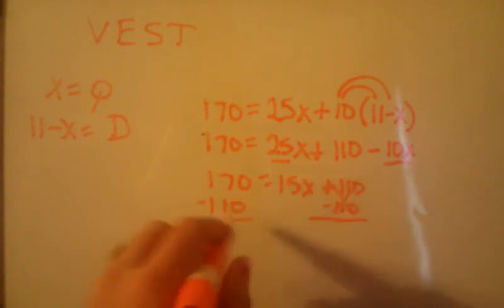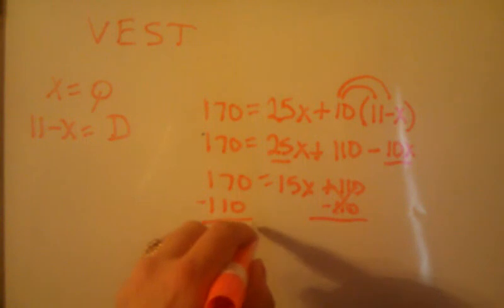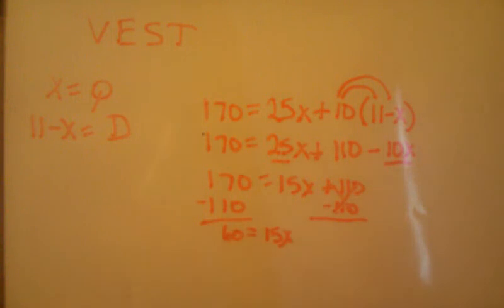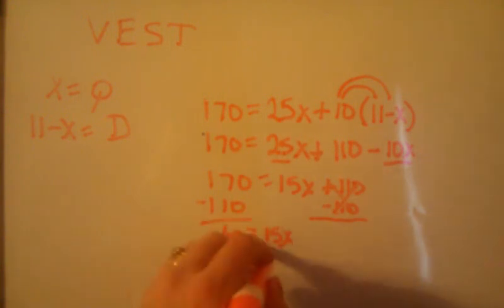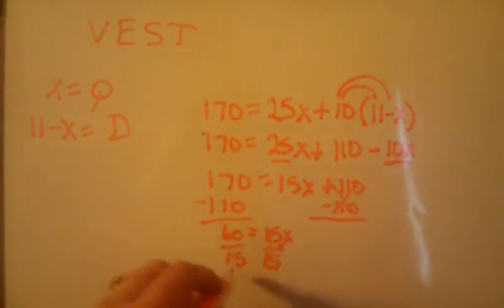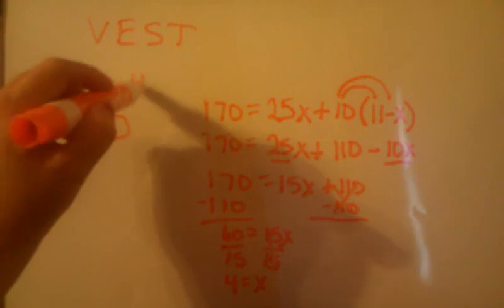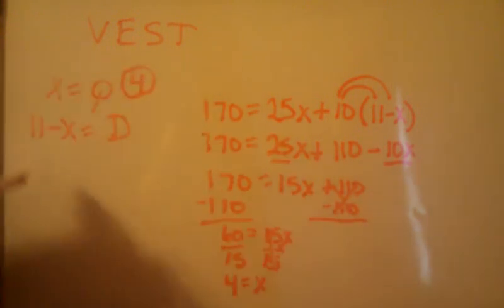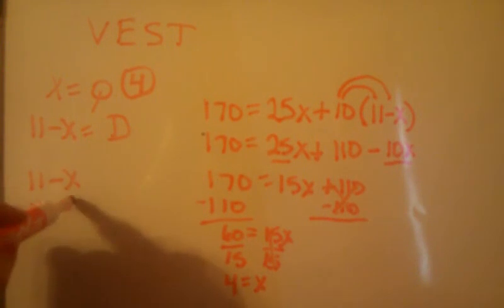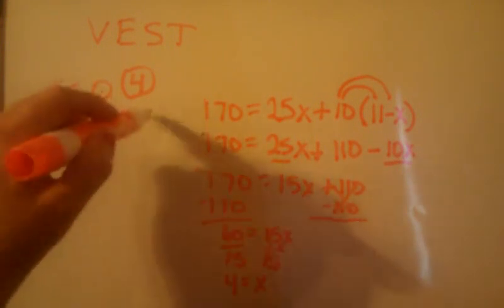These cancel out. 60 equals 15x. So I have to divide by 15. If you think of a clock, you know that 60 divided by 15 is 4. Okay, so he has 4 quarters. How many dimes does he have? 11 minus x. 11 minus 4 is 7.